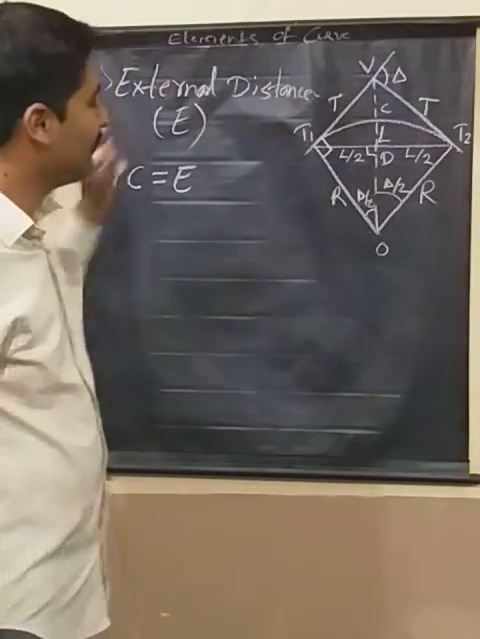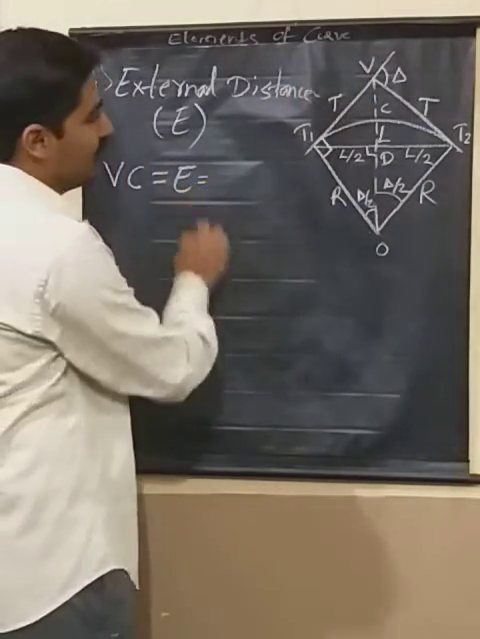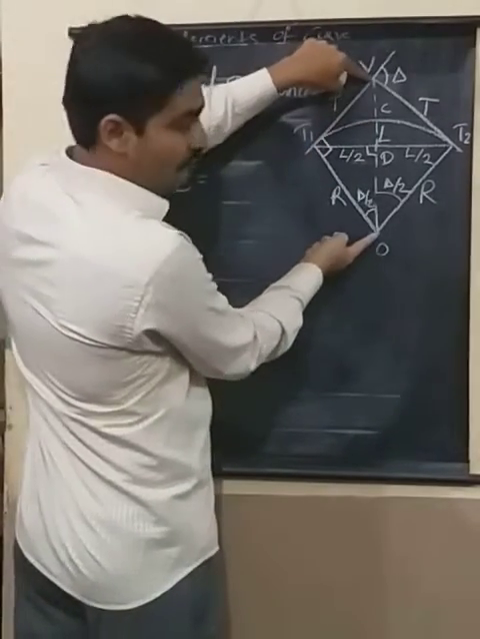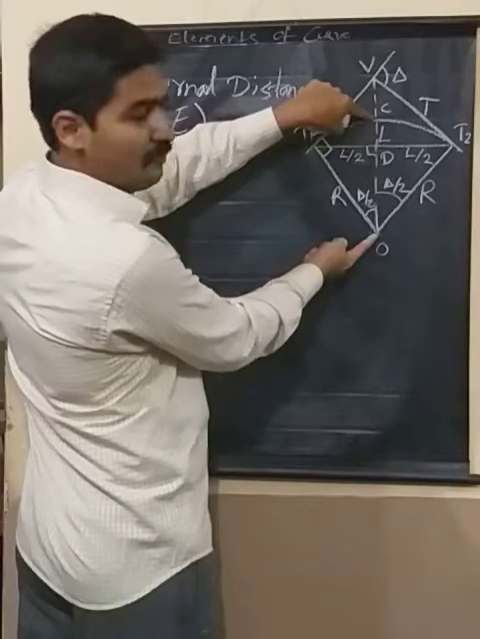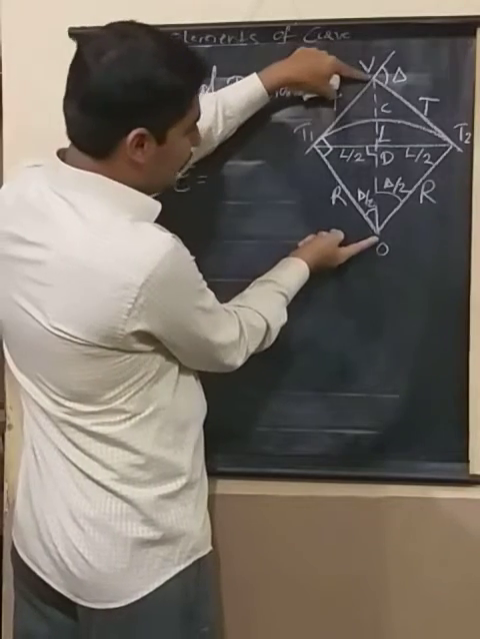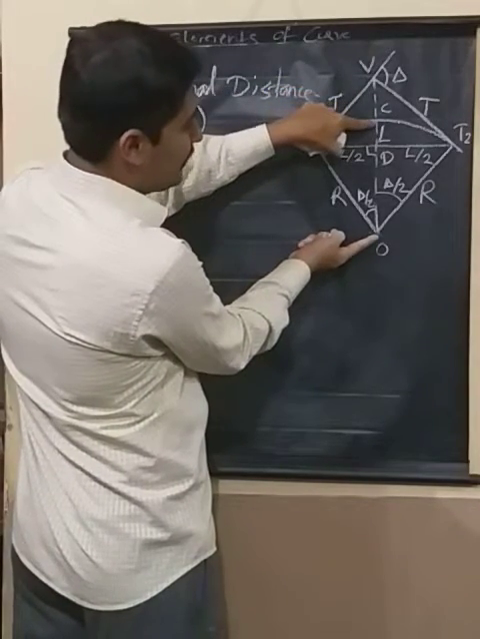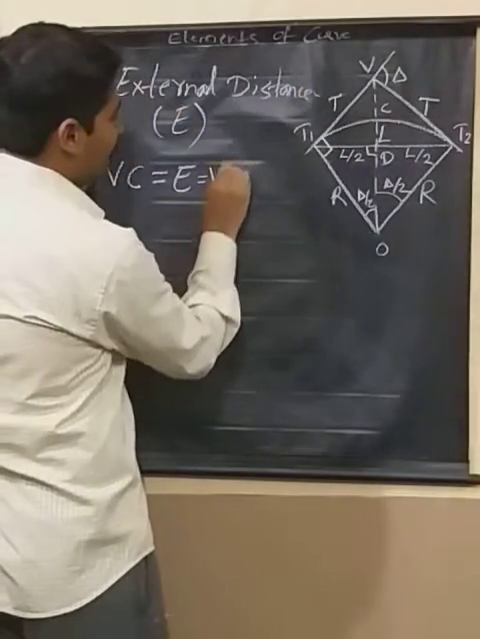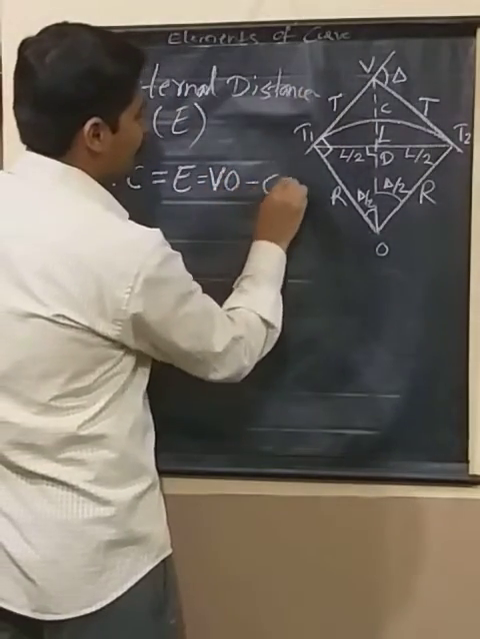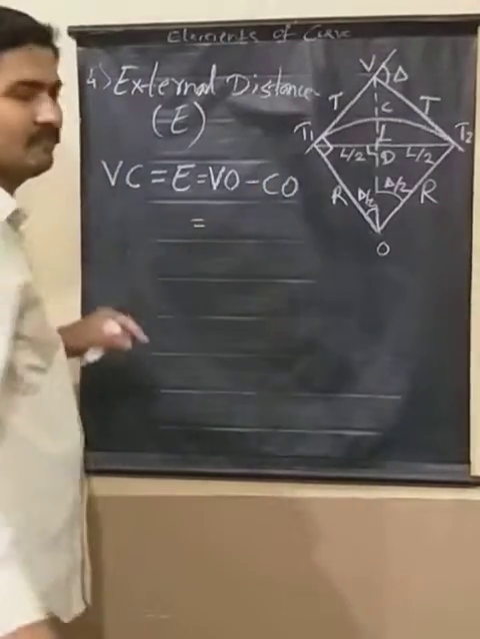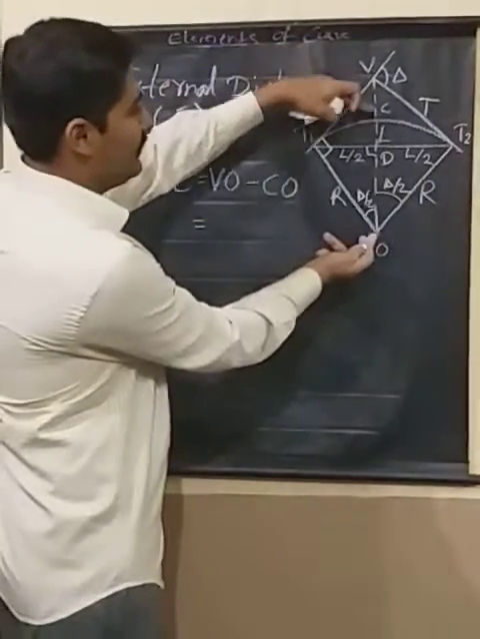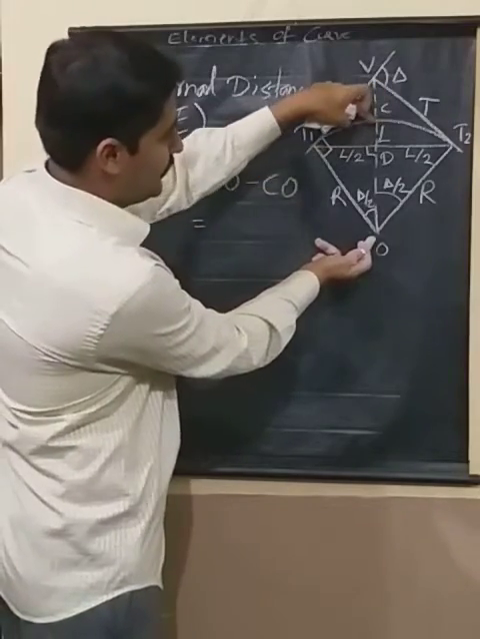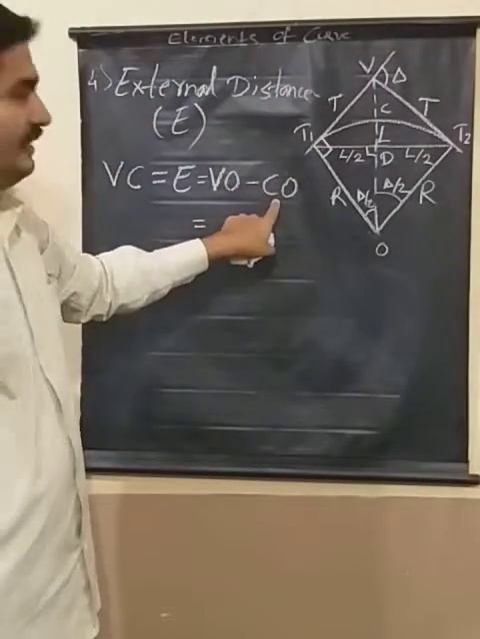So this is required. So how I am going to get this is, this VC is actually VO minus CO, isn't it? In this total length, if you subtract this, you are going to get this. So it is VO minus CO, isn't it? So VO minus CO. CO is nothing but the radius, isn't it? CO is nothing but radius.